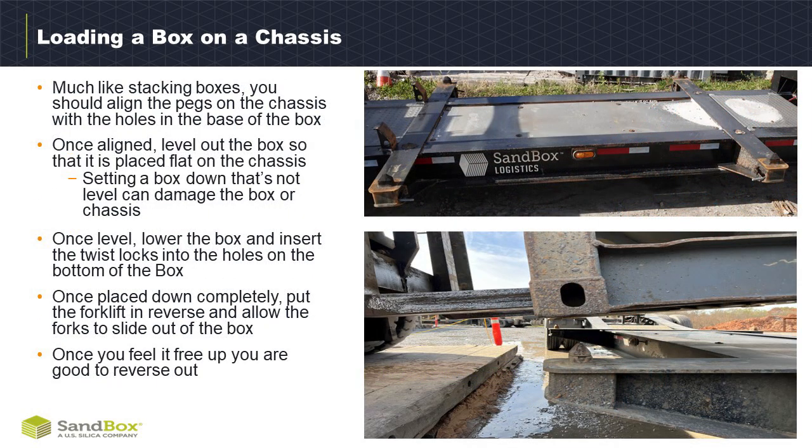Much like stacking boxes, you should align the pegs on the chassis with the holes in the base of the box. Once aligned, level out the box so that it is placed flat on the chassis. Setting a box down that's not level can damage the box or chassis. Once level, lower the box and insert the twist locks into the holes on the bottom of the box. Ensure that all 4 twist locks are fully inserted in the box before pulling out.